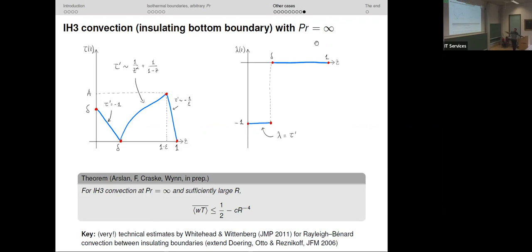There are slight complications in the shape that you need to take here in the bulk of the layer for tau. The main one is that the 1/z needs to be changed to 1/z to the alpha for some alpha between 0.5 and 1. But this is a technicality, and you can use extensions of this result by Doering, Otto, and Reznikov, which was proven by Whitehead and Wittenberg. It's quite technical, but the analysis goes through, and one can prove positivity of that quadratic form and establish the result. So I think this is enough technical stuff for the talk.